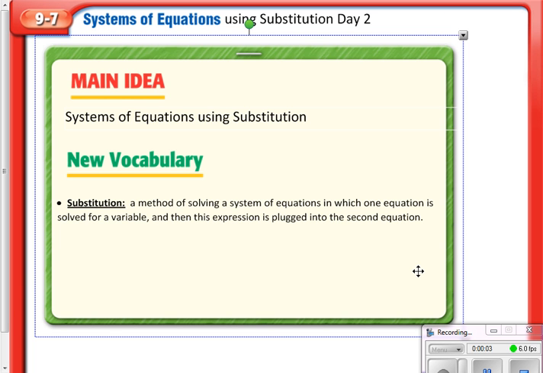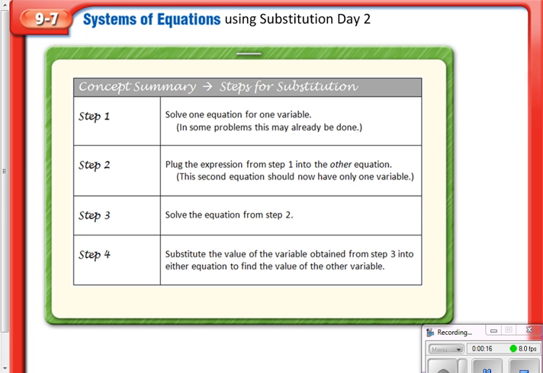Systems of equations, substitution day 2. We talked about substitution, which is an algebraic method to solve systems of equations to find that point of intersection, or how many solutions there would be given two equations. And here are our 4 steps that we covered yesterday.